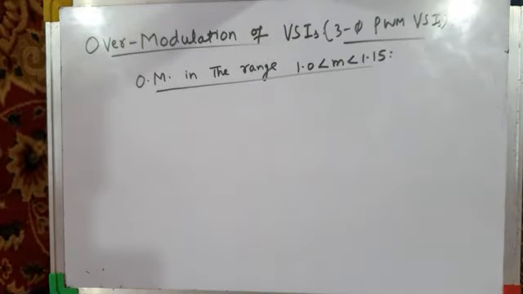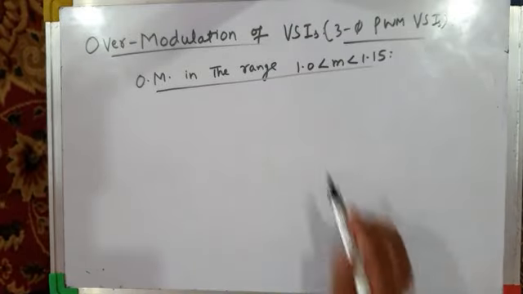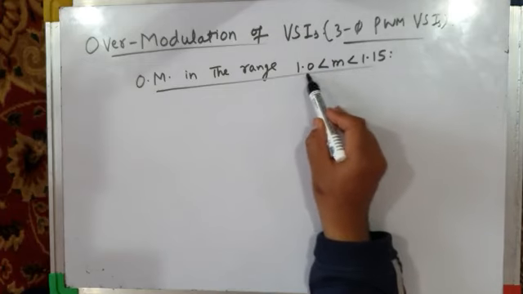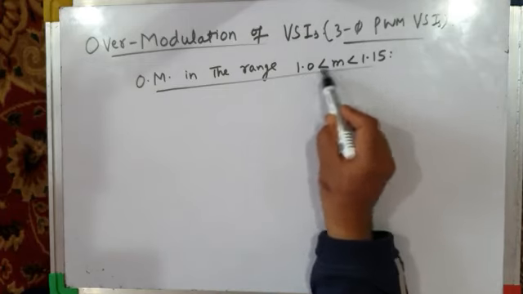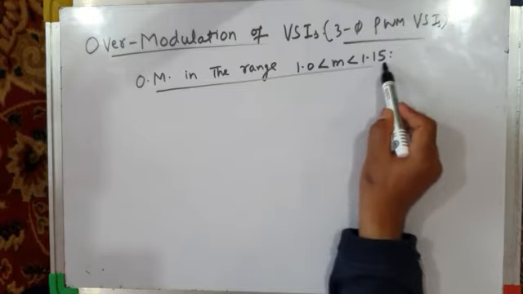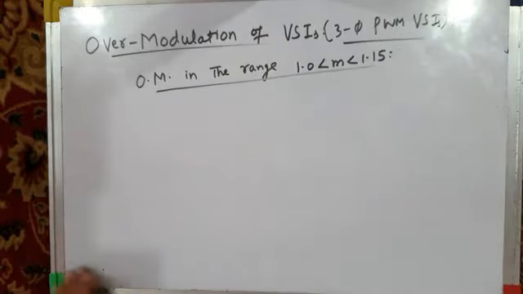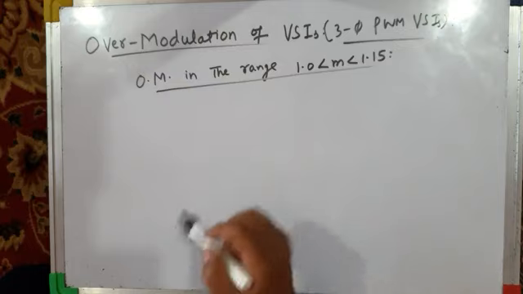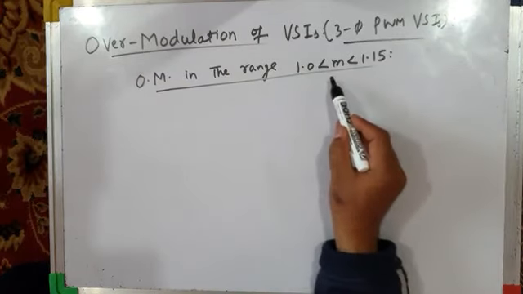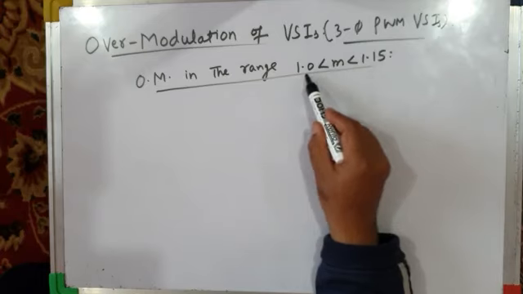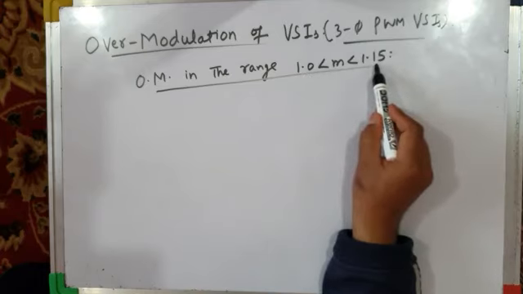We have a three-phase PWM voltage source inverter. We will discuss over modulation in this range, that is, the modulation index is greater than 1.0 but less than 1.15. This is the range, because in different ranges your inverter will behave differently. Let us try to study it in detail. First of all, we will take the range of modulation index 1 to 1.15, that means modulation index greater than 1 but less than 1.15.